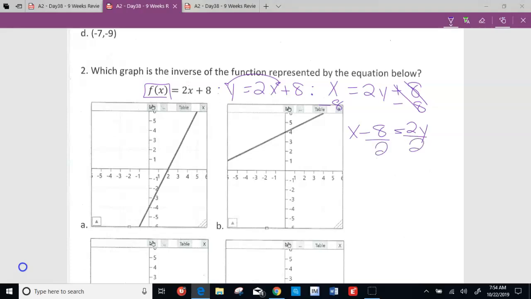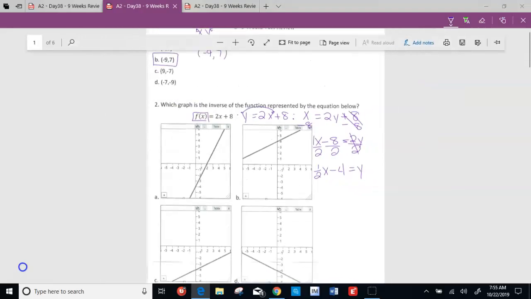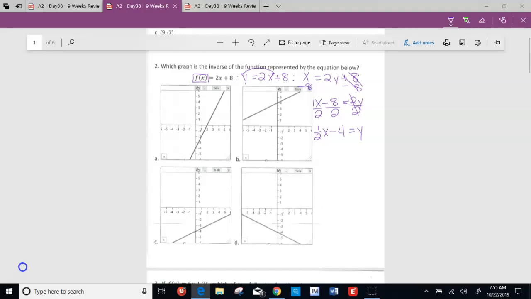Remember, this x really has an invisible 1 in front of it. So after everything gets simplified, I get 1/2 x, which is my slope, and negative 8 over 2, which is negative 4, equals my 1y. So now I'm looking for the graph that best represents this equation. I'll zoom out a bit here, and we'll move up a bit. I need a graph that is, first of all, going to have a y-intercept of negative 4.